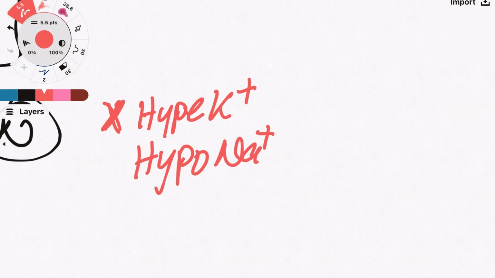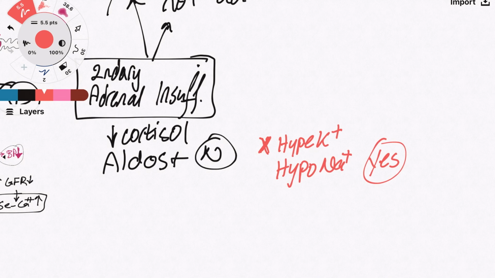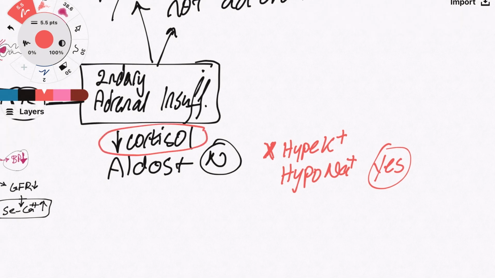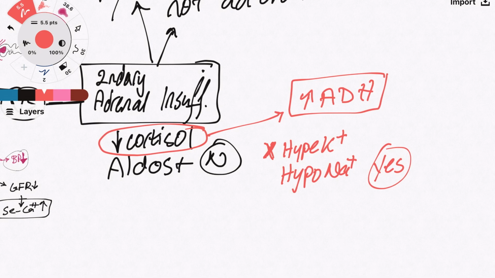Tricky question? Yes, sometimes. Why? We said that the aldosterone is working perfectly, and now you're saying that there's hyponatremia. This doesn't make sense, right? Wait a second. Because when we don't have cortisol, this means that we have an increase in the ADH. What? Where did this come from?